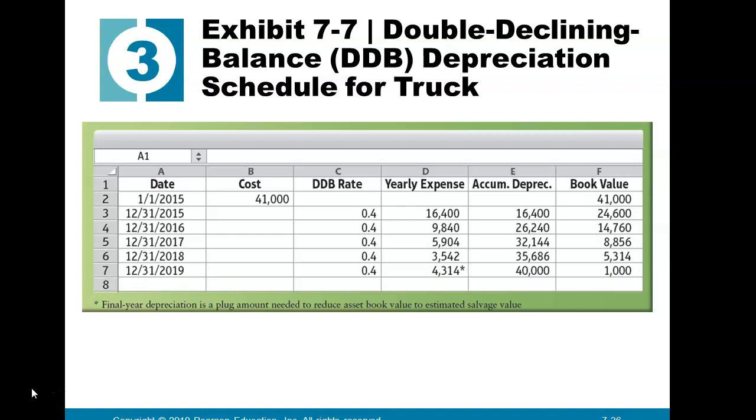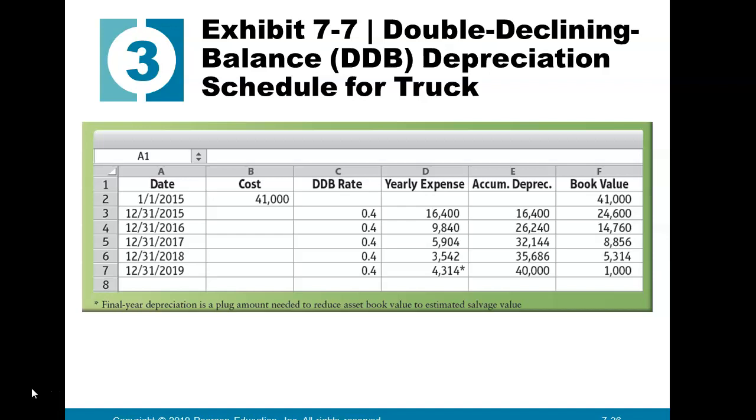So if we have $41,000 the first year that we purchase it, at the end of that year we calculate 0.40, which gives us $16,400 of depreciation expense. What now is our new book value? Well, we take our $41,000 and subtract $16,400. We come up with $24,600, our new book value. That is the number that we're going to use in year 2 of our asset.